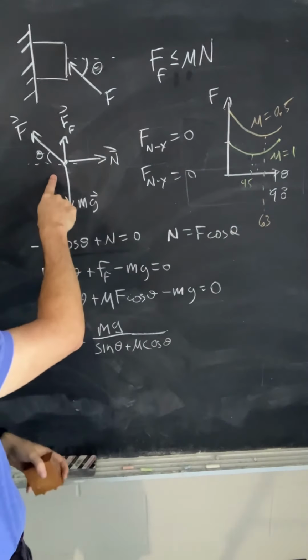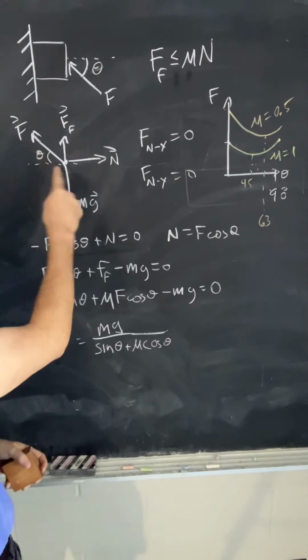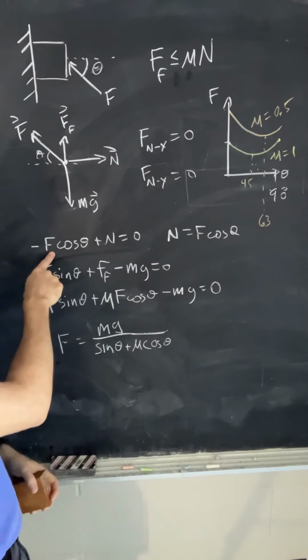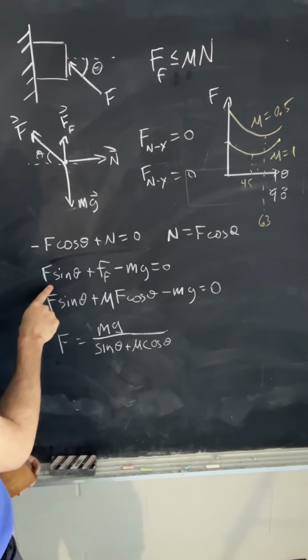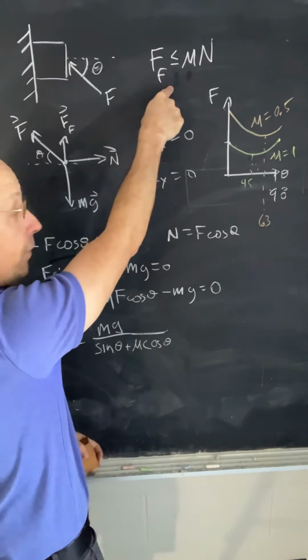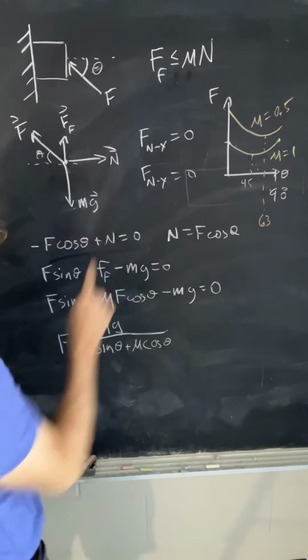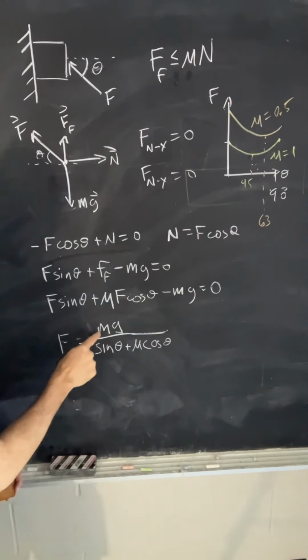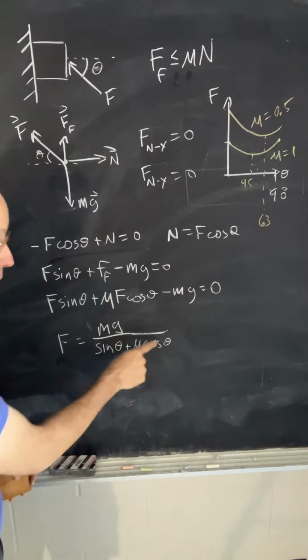So here's my free body diagram. I have that force pushing at some angle theta. This is the sum of the forces in the x direction, the sum of the forces in the y direction. Using my coefficient of friction model right there, I get this for the force: mg over sine theta plus mu cosine theta.